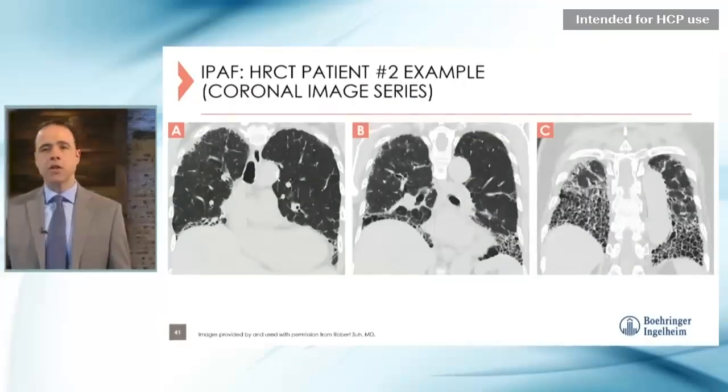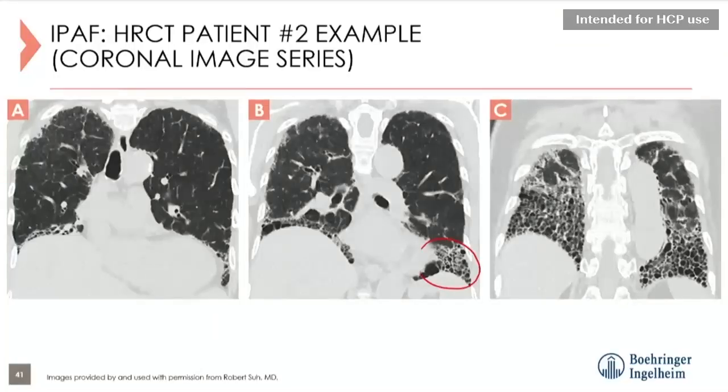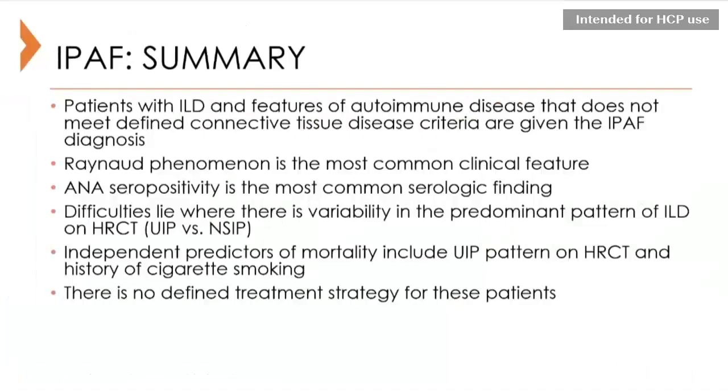We see the same images on coronal. Again, the value of these coronal images showing the distribution: basilar, peripheral, honeycombing, bronchiectasis, reticulation. We don't see a predominance of other findings like ground glass and consolidation. That lets us confidently diagnose something like UIP and then combine it with the clinical picture, the autoimmune features, to place the patient in the IPAF designation.